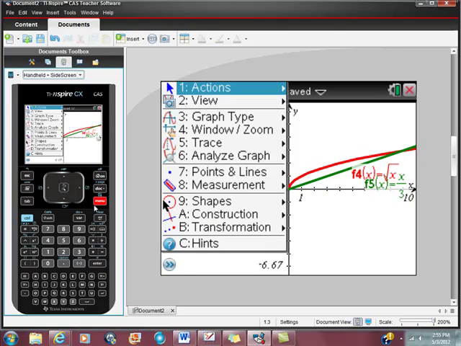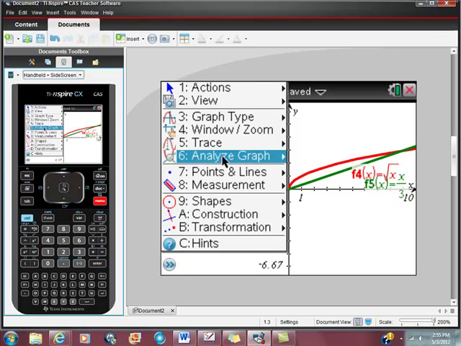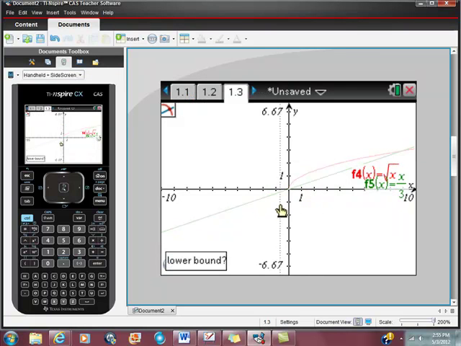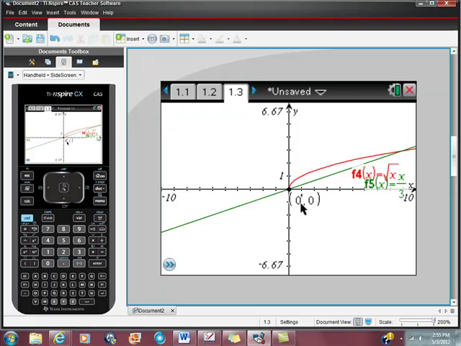So what I'm going to do is go to my menu key, go to analyze graph, find intersections, and be careful here. It says lower bound. It means someplace to the left of where you think the intersection is. So here's my lower bound. Now my upper bound is someplace to the right. And there it is. It's the point 0, 0, which I think we suspected. The second one is the one that I wasn't sure of, so I'm going to find it.